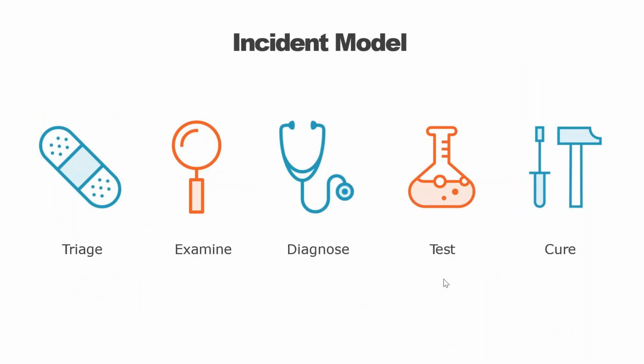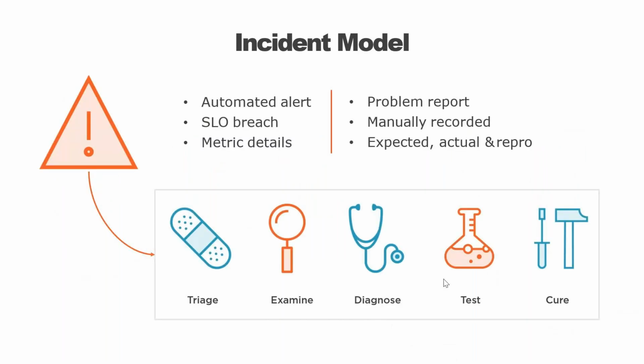Okay, so how do we work on the incident? If you have an incident, these are the 5 recommended steps from Google. First you have to triage, second you have to examine, third you have to diagnose, fourth you have to test, fifth you have to cure. So these are the 5 steps typically you should follow in order to work on the incident.